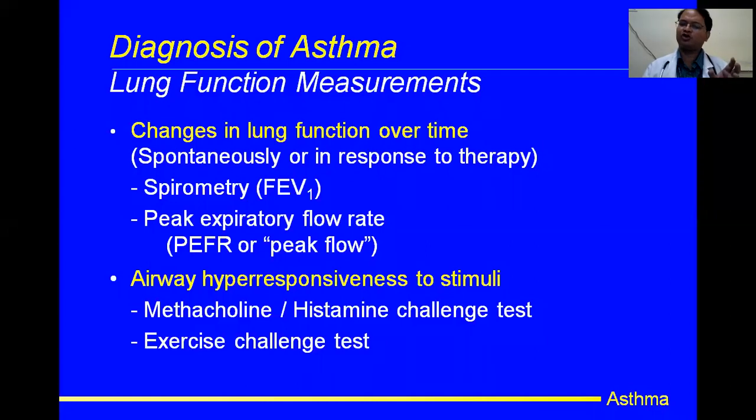Suppose both the spirometry and peak flow meter show that the patient's lung functions are normal, but based on the patient's symptoms, you strongly suspect that the patient is having bronchial asthma. Then to confirm that, you have to test airway hyperresponsiveness when exposed to different stimuli. The stimuli are the methacholine or histamine challenge test and the exercise challenge test.